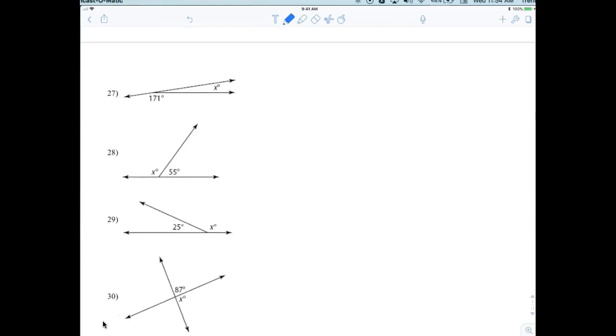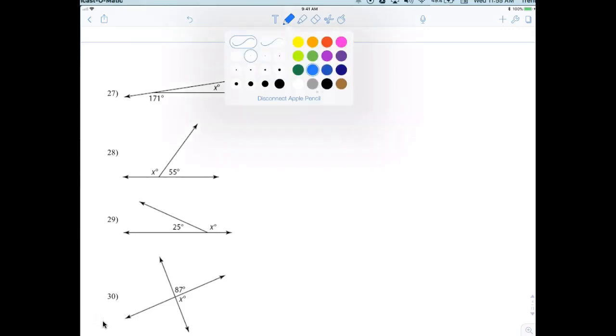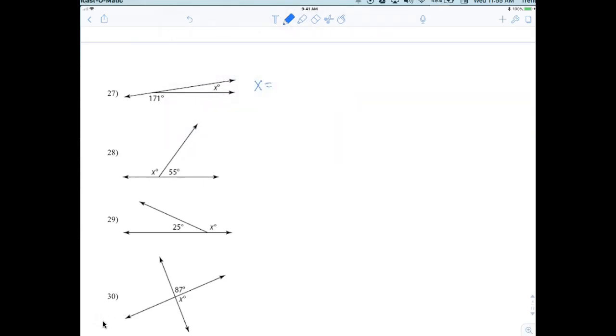27. What are those two angles called? I'm doing 27. Oh, we're doing the odds. Look at 27. Yes, say it. Supplementary. Now, why are they supplementary? They add up to 180. That's exactly right. So X in this case has to be how many degrees, guys? X has to be 9 degrees. Everybody okay with that?